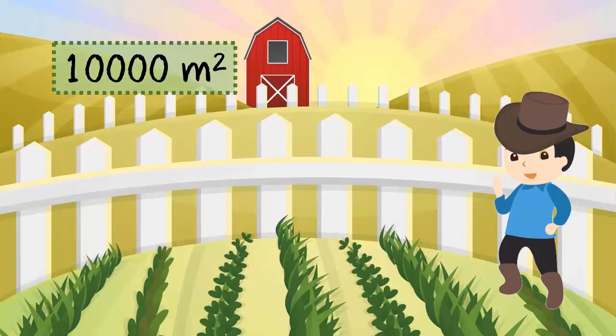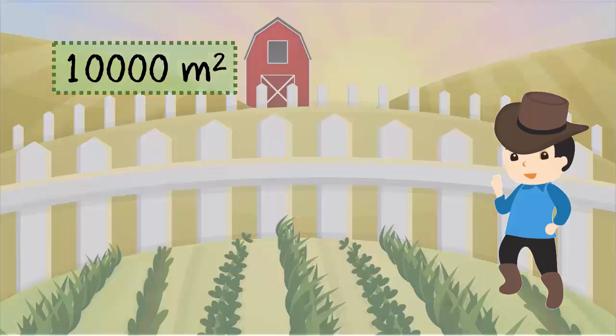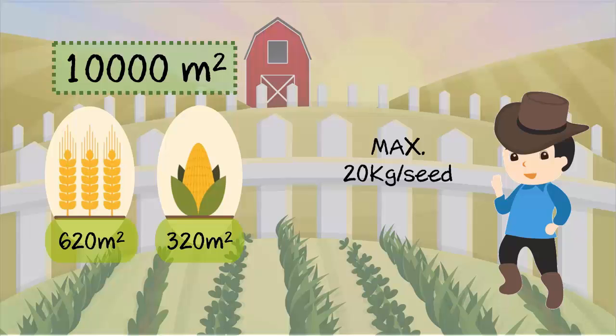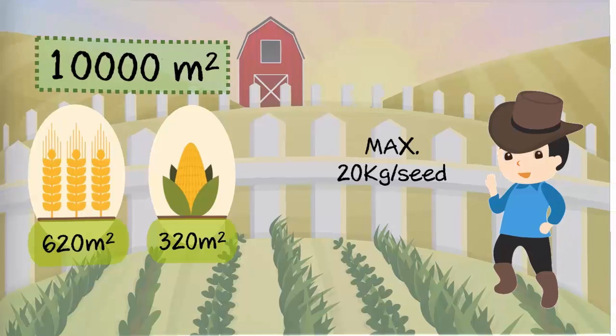There is a farmer. This farmer has a 10,000 meters square crop field. He wants to plant rice and corn inside of that field. For every kilogram of rice, he will need 620 meters squared of field, and for every kilogram of corn, he will need 320 meters squared of field. The maximum amount of seeds that can be planted in that crop field is 20 kilograms.